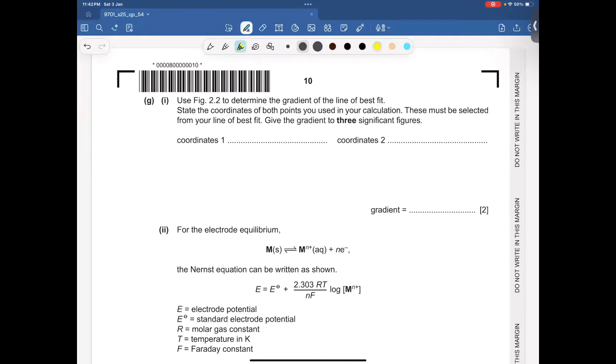Use figure 2.2 to determine the gradient of the line of best fit. State the coordinates of both points you used in your calculation. They must be selected from your line of best fit. Give the gradient to 3 significant figures. Gradient has to be in 3 sig fig.